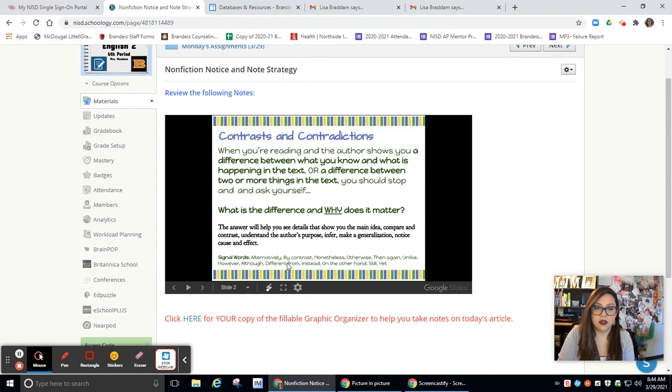So you'll see things like alternatively, or by contrast, or different, on the other hand, yet, but, unlike. These contrasts will help you understand what the author's purpose will be. It will also help you make some generalizations, notice cause and effect, things like that.